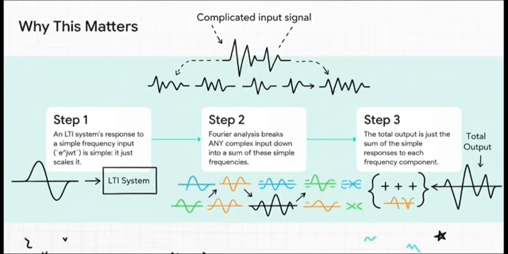Fourier analysis acts as a universal translator. It takes any complex, messy input signal you can imagine and breaks it down into the system's own native language, its eigenfunctions. And since we know the system's response to each of those simple pieces is also very simple, we can figure out the total output just by adding up all those simple responses. It turns a hopelessly complex problem into an elegant three-step process. Break it down, analyze the simple pieces, and build it back up.